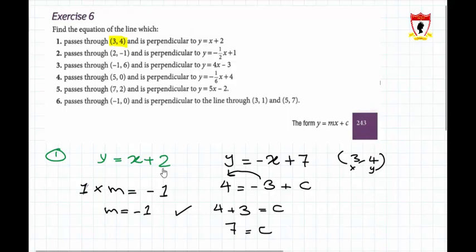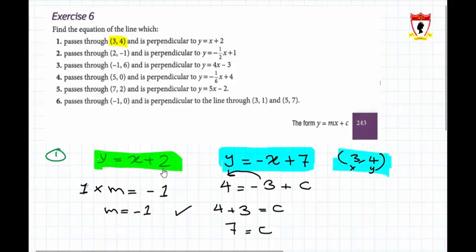So this is the equation of a line which is perpendicular to this one and passes through this point, just like what question 1 said. This is the answer. For question 1, the answer is y equals negative x plus 7. This line is perpendicular to this one and it passes through this point.